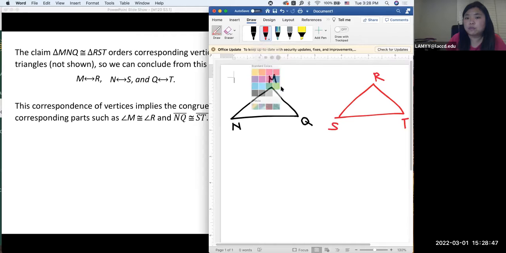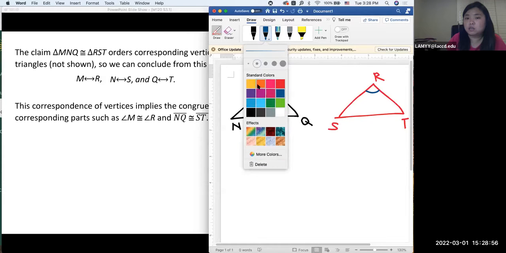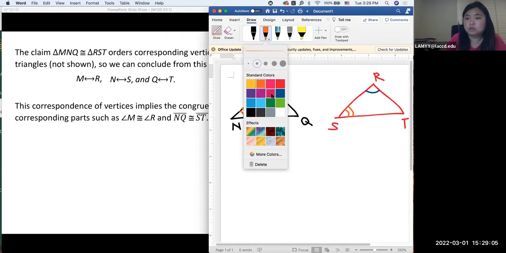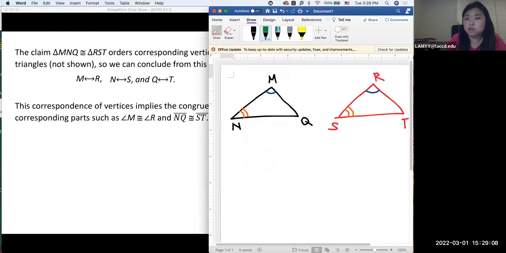So I do have the same angle here. This one, angle M will be congruent to angle R. And angle N is going to be corresponding to the angle S, is congruent. And also angle Q, that will be corresponding to the angle T. Okay, right? So even though I don't have the picture, by looking at the statement here, triangle MNQ congruent to triangle RST, I should have all the information.